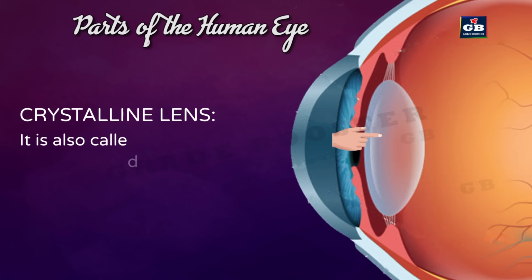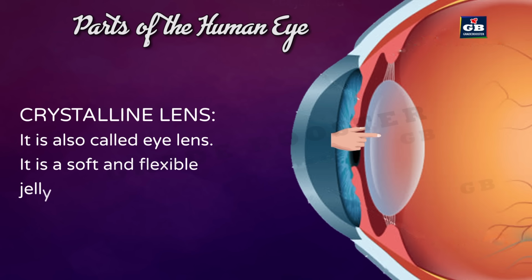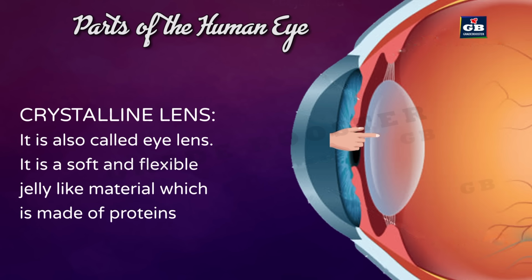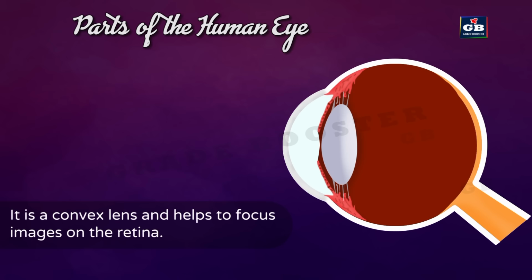Crystalline lens. It is also called the eye lens. It is a soft and flexible jelly-like material which is made up of proteins. It is a convex lens and helps to focus images on the retina. The lens is transparent and flexible. That means the light can easily pass through it, and at the same time its shape can be modified.